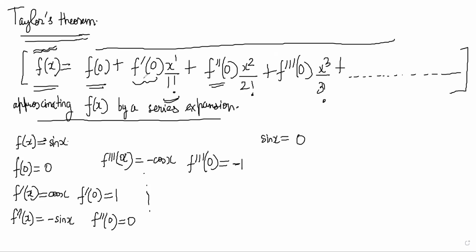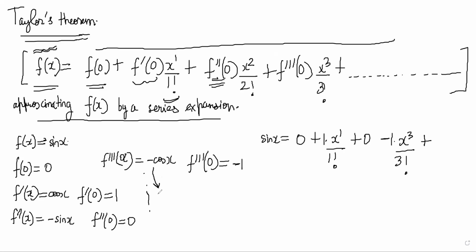0 plus f dash 0 is 1. Is 1 by 1 factorial. 1 into x power 1 by 1 factorial. Second term is 0 because this part is 0. Third term, however, is minus 1 and it becomes x cubed by 3 factorial, right? Fourth term will be 0 because the derivative of this will become sine, right?